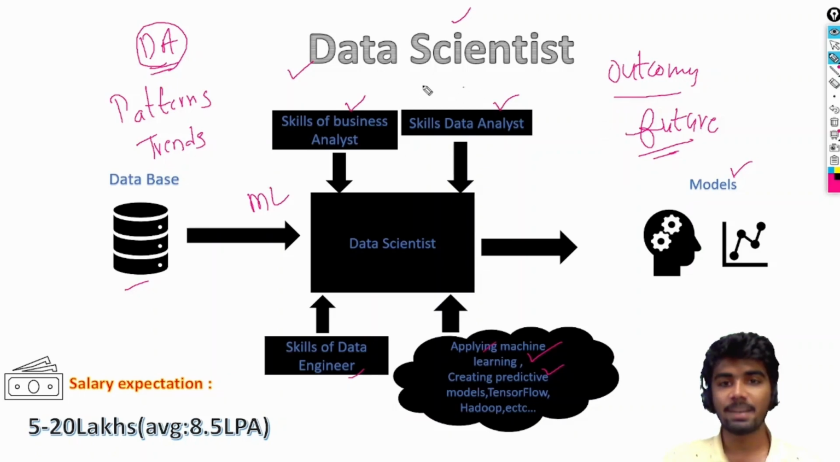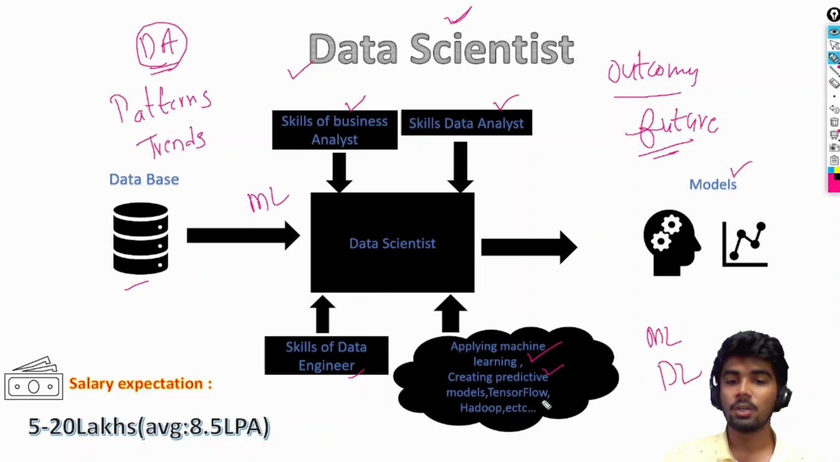The skills required by the data scientist are, he should be good at various machine learning algorithms and various deep learning algorithms. He should have good command of Python, TensorFlow, Hadoop, etc. So these are the main requirements for the data scientist role, and the salary expectation for this role is pretty high. That is from 5 lakhs to 20 lakhs with an average package of 8.5 lakhs per annum.